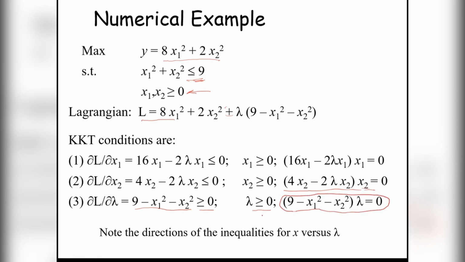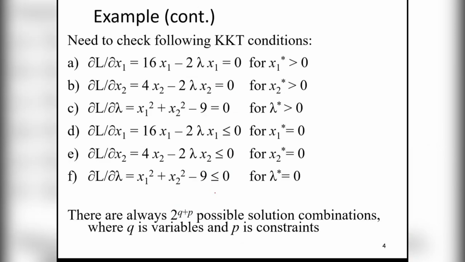Note the directions of the inequalities for x versus lambda. Here, lambda is greater than or equal to 0, and for the x's, the derivative of the Lagrangian with respect to either one of the dependent variables has to be less than or equal to 0. And here, with respect to lambda, it has to be greater than or equal to 0. So now, to find the KKT, the Karush-Kuhn-Tucker conditions, we've got to examine every single case.